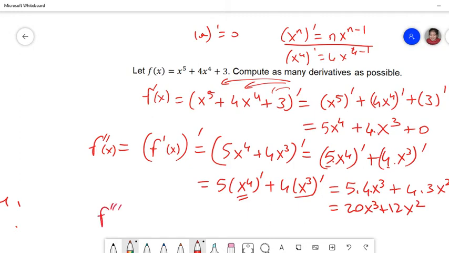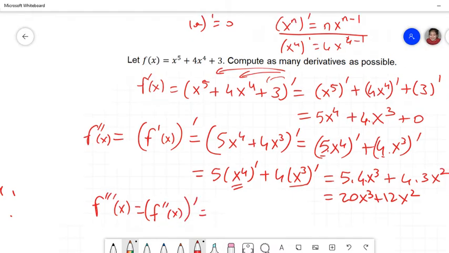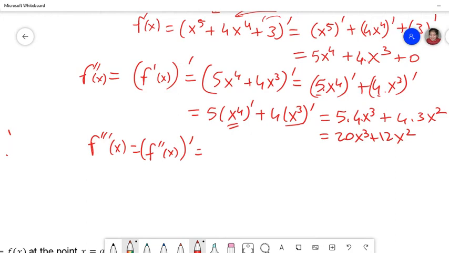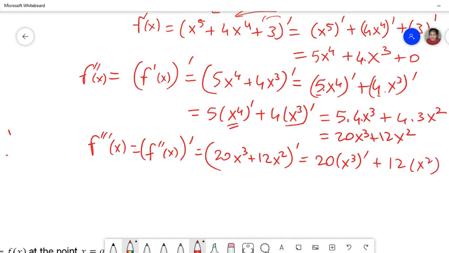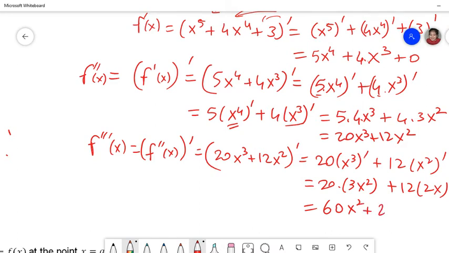So when it comes to the third derivative, you're taking the derivative of the second one, which means 20x cubed plus 12x squared. Take the derivative of this: it will be 20 times the derivative of x cubed plus 12 times the derivative of x squared. And then it will be 20 times 3x squared, and this is like 12 times 2x. This will be 60x squared plus 24x.